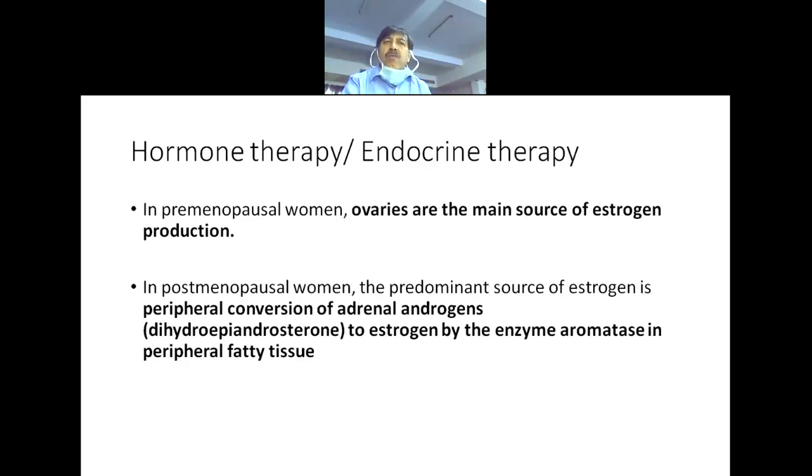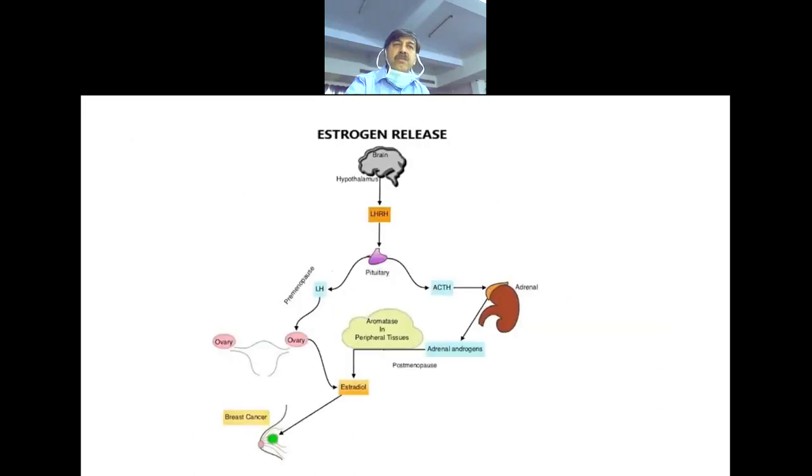So what is the source of this estrogen in premenopausal females? The source of estrogen is the ovaries. In the postmenopausal woman, the ovaries don't work after menopause. So the main source of estrogen after menopause is peripheral conversion of androgens, that is dehydroepiandrosterone, to estrogen by the enzyme aromatase, which is in the fat cells in the peripheral tissues. So this is by the aromatase enzyme after the menopause.